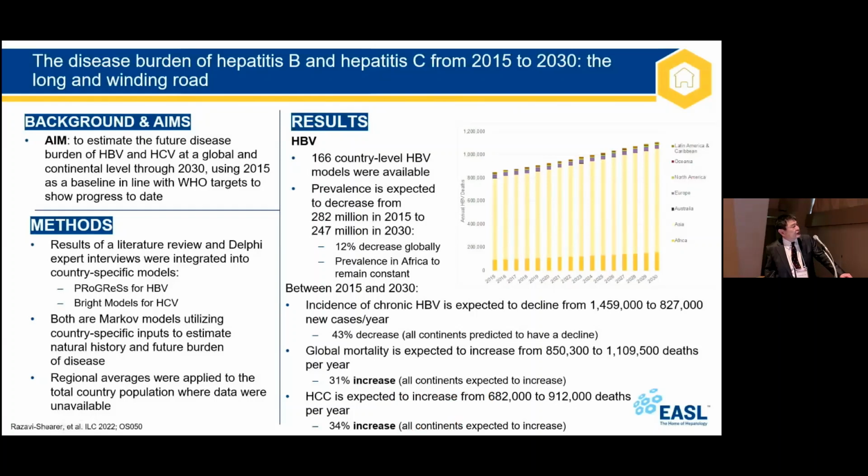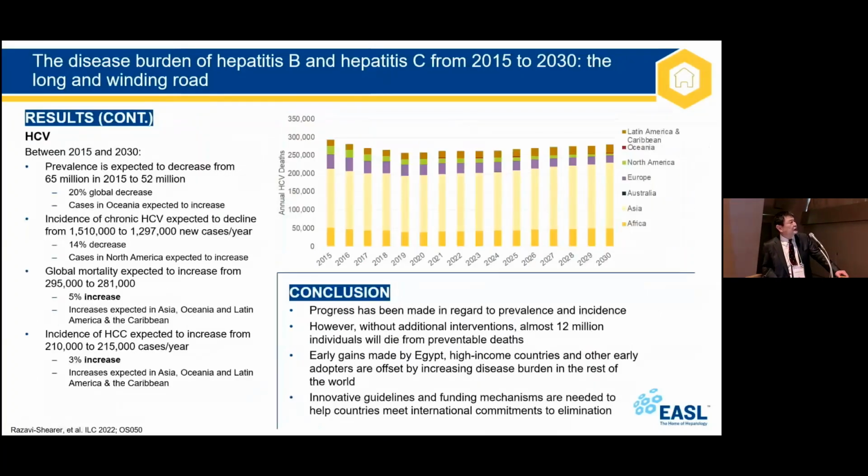HCC is still increasing in HBV, by about 34%. And talking about HCV, the prevalence is expected to decrease from 65 million to 52 million, which means a 20% global decrease. And the incidence of chronic HCV is expected to decline from 1.5 million to 1.3 million new cases, which means a 40% decrease.